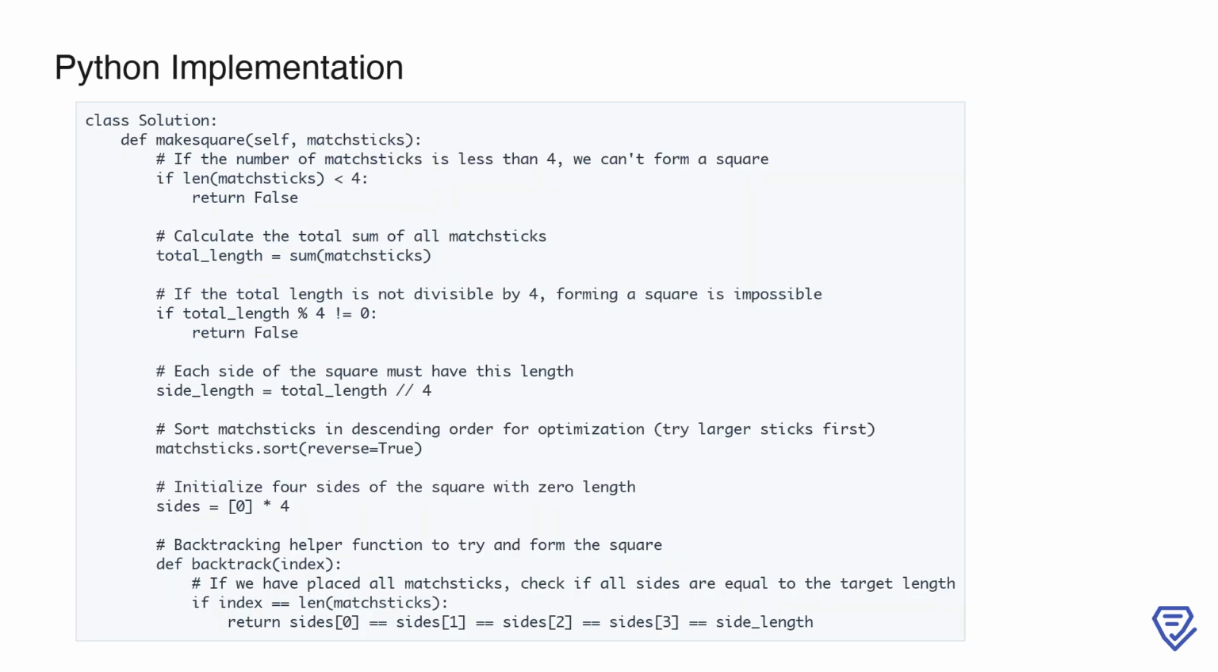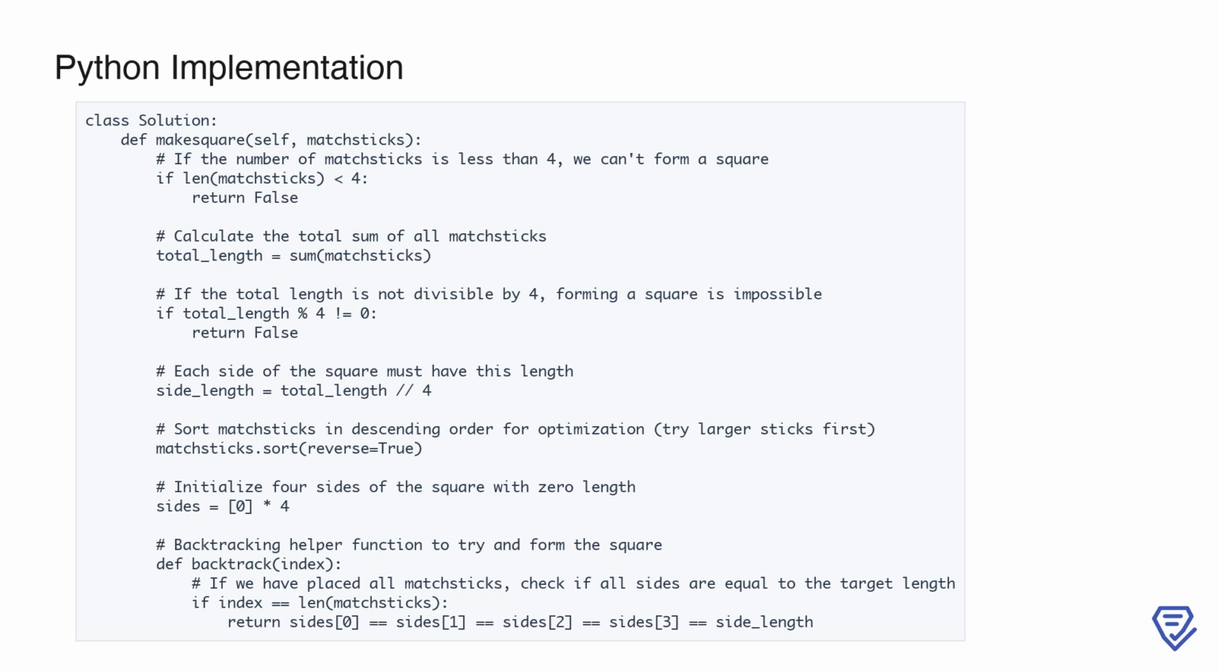Here, we start by defining a class Solution and the method makeSquare, which will determine if we can form a square using the given matchsticks. The first condition checks if the number of matchsticks is less than 4. If it is, we immediately return false because forming a square is impossible with fewer than 4 sides. Next, we calculate the total length of all matchsticks using the sum function. If this total is not divisible by 4, we can return false right away since a square requires 4 sides of equal length. We then compute the target length for each side by dividing the total length by 4.